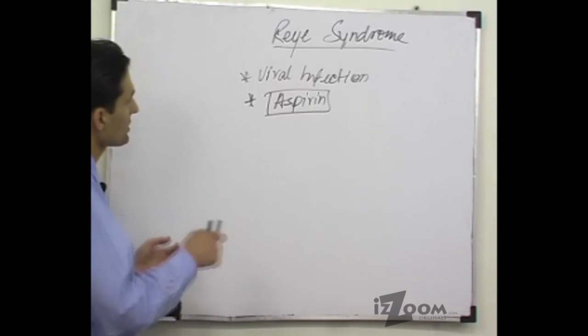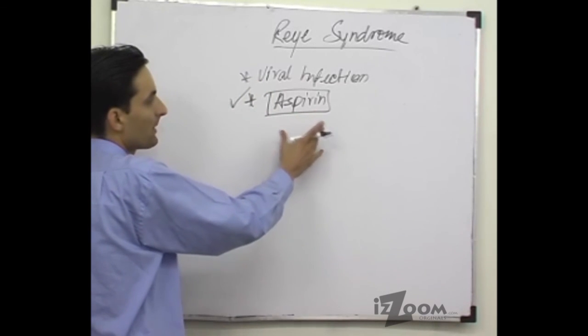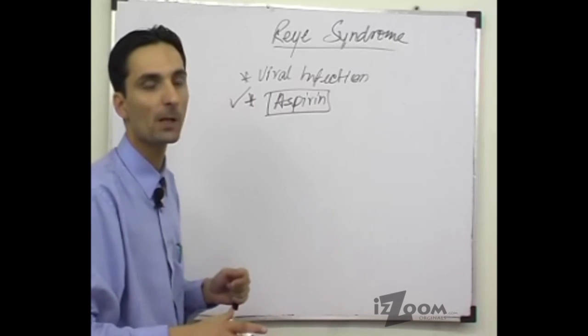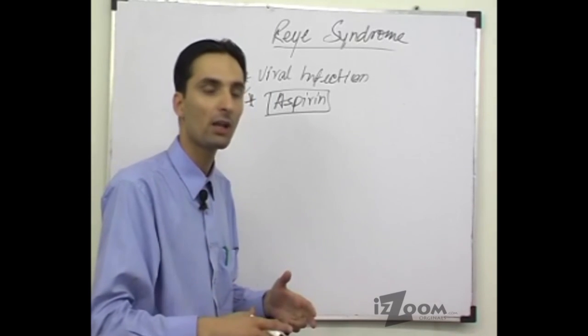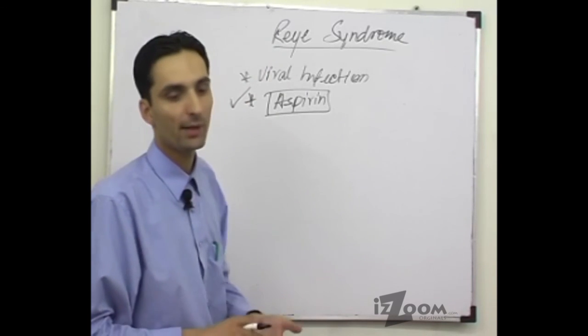But the exact cause is unknown, but it has definitely been demonstrated by experiments and observations that if you do not give aspirin to children who develop a viral illness, the incidence of Reye syndrome is greatly reduced.